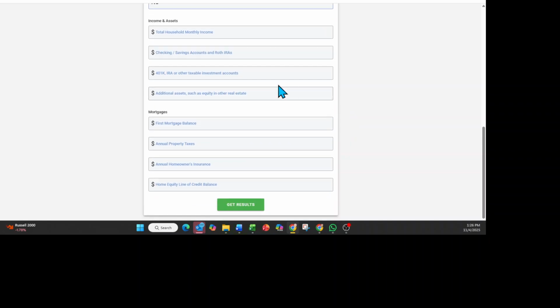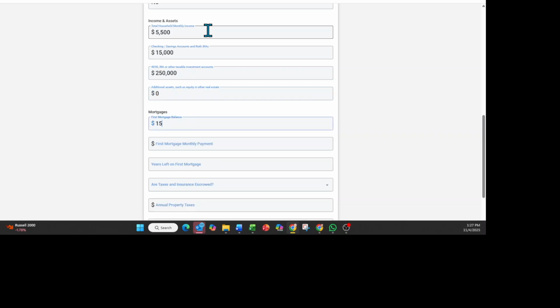Now let's look at the income and the assets. Income is $5,500 per month combined. They've got $15,000 in their checking account and $250,000 in combined IRAs and 401ks, things of that nature. No other assets. Their mortgage balance right now is $125,000. Their monthly payment is $750 per month. There's 26 years left on that mortgage, which means they got it 4 years ago when rates were low. And that $750 has no escrow connection there. There's no payments included of property taxes and insurance. So the $750 is principal and interest.